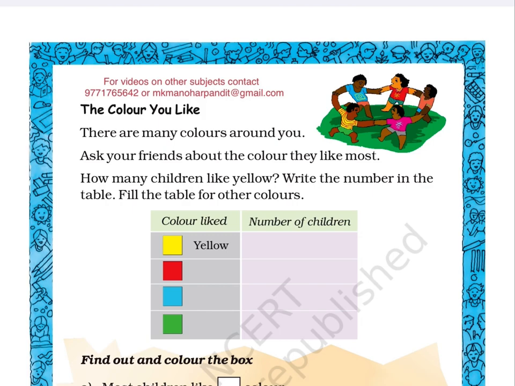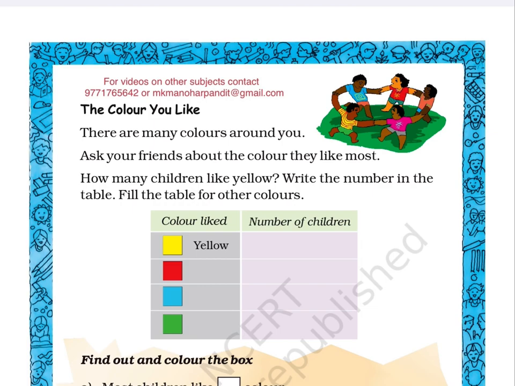Ask your friends about the color they like most. How many children like yellow? Write the number in the table. Fill the table for other colors. The table has 2 columns and 4 rows.